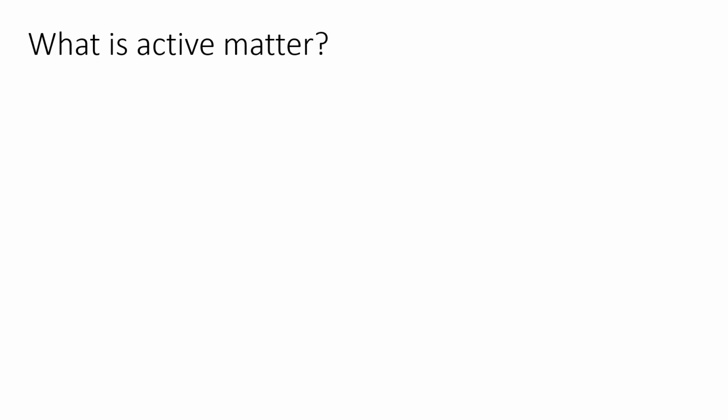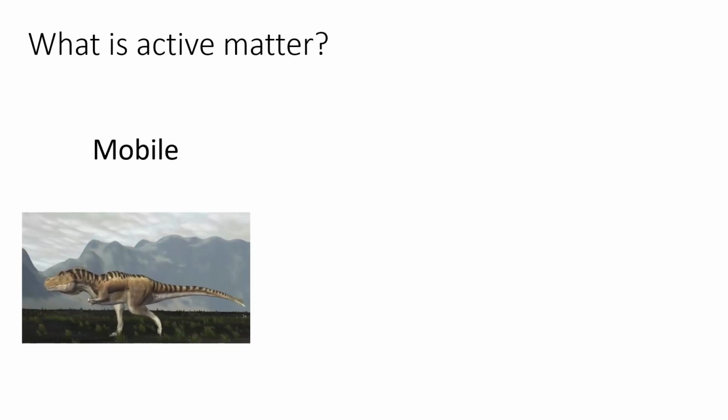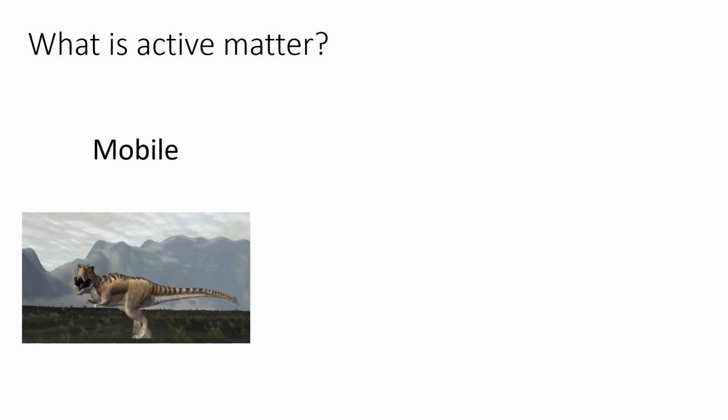Now let's begin. Before I talk about flow coupling between active and passive fluids, let's first introduce active fluid. Active fluid is part of an active matter. But what is active matter? Well, according to its name, active matter is a material that is active and mobile.